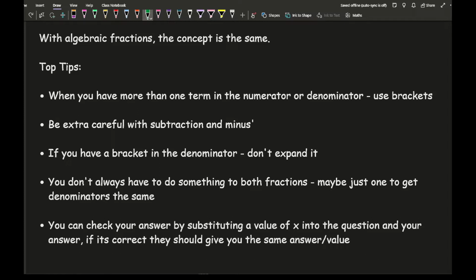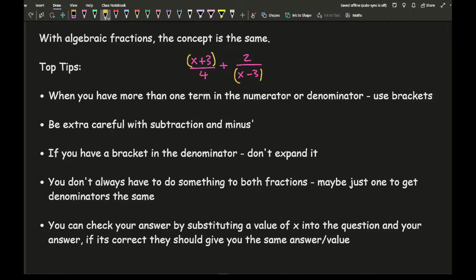So my first top tip is that when you have more than one term in the numerator or denominator, use brackets. So what I mean by that is if I had x plus 3 over 4 plus, let's say, 2 over x minus 3, then if you've got two terms, which we've got in this first numerator, put brackets around them. It just makes it a lot easier for you to read, less likely to make a mistake, and less likely to mess up when it comes to using negatives and positives, etc.